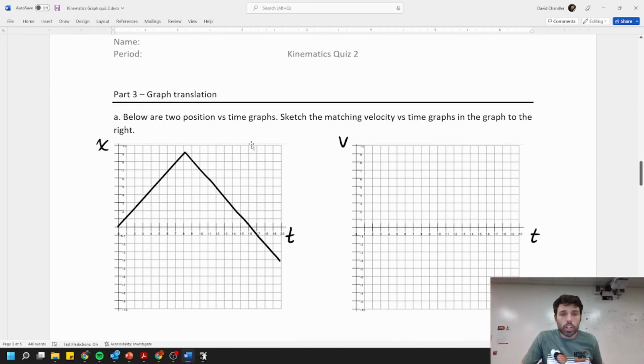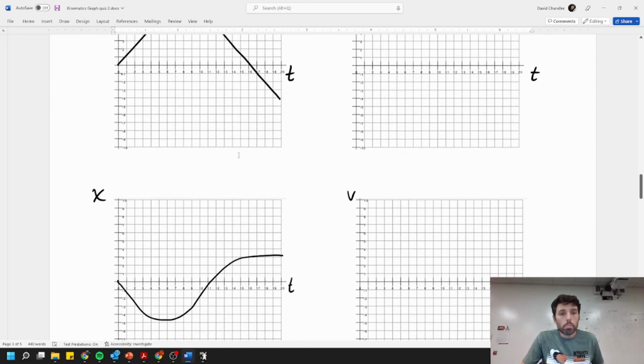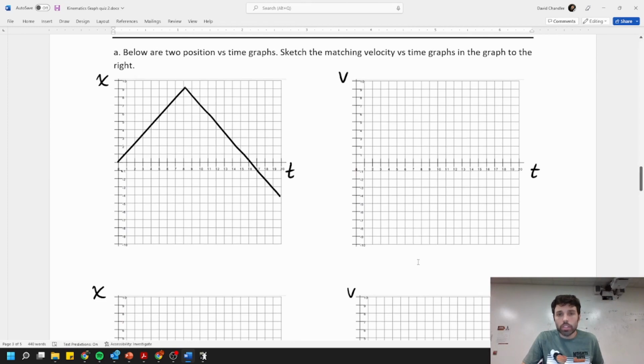Part 3, translating graphs. So we have 2 position time graphs and then some velocity time graphs. So I asked you to just sketch the graph. Sketch means don't worry about finding the actual slope or anything. Just give me the general shape of the graph. You don't have to worry too much about being precise with your slopes and stuff. So this is a positive slope right here. This is a negative slope right here.